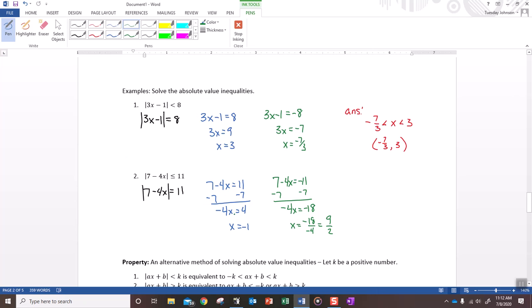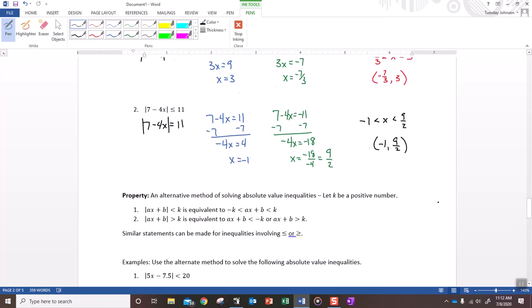Less than or equal to, so we're between. Notice the negative 1 is smaller. So negative 1 is less than x is less than 9/2, or the interval from negative 1 to 9/2. All right, so solving the related equations helps us solve the inequalities. Less than is between, whereas greater than is on the outsides.